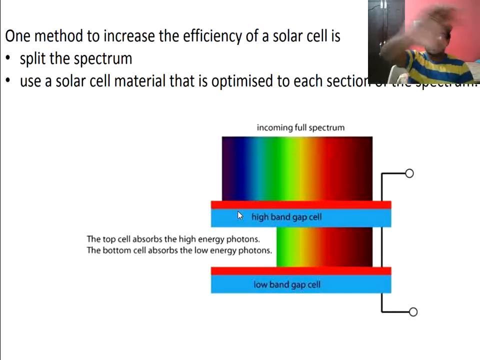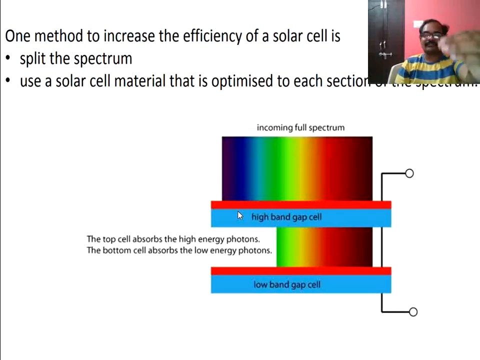You can see, incoming full spectrum is passed through the first material. We have two materials. The first one is a high band gap cell, and the second one is a low band gap cell. That is, the top cell absorbs high energy photons. When I focus on the complete solar radiation on the top cell, only some part of it is absorbed. The purple and blue light is absorbed by the top cell, and the remaining light is passed through the high band gap cell, and it is falling on the low band gap cell.